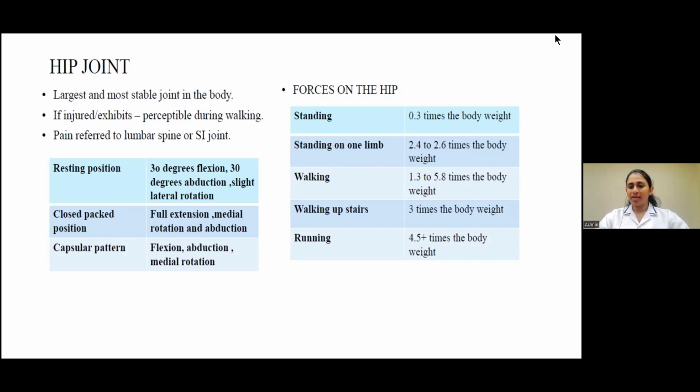And again, walking on a stable or level surface, it depends on whether the person is carrying any weights in his hand or lifting any object that has to be carried from one place to another. It can be anywhere between 1.3 to 5.8 times the body weight. Walking upstairs is going to create 3 times the body weight, and for running, it's going to be 4.5 times the body weight, or sometimes even more, depending on the surface and the speed of running as well.